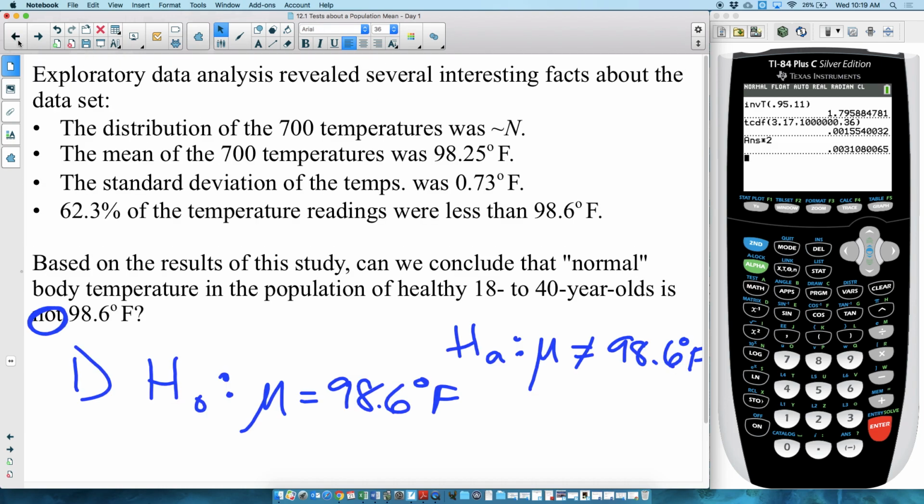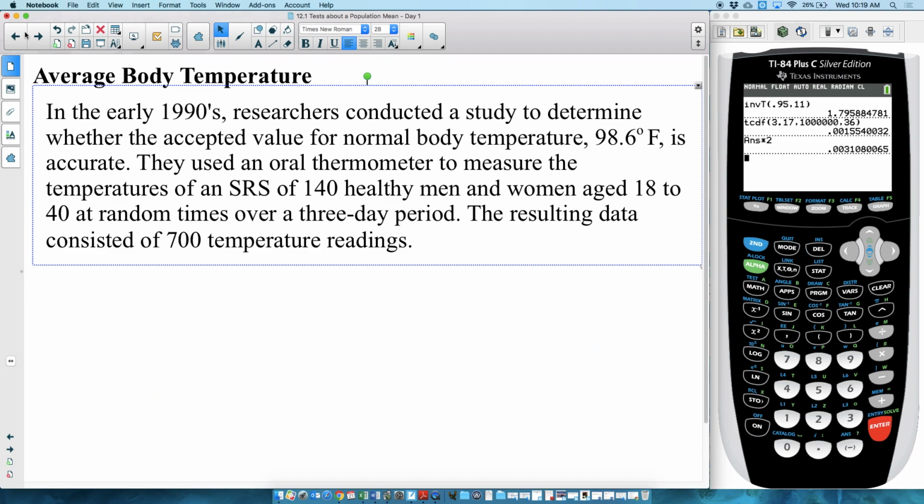They only had 140 people. So if you just said they had an SRS of people, then you should only have 140 body temp readings. Does that make sense? And since there's 700 readings, I need to say they took them at random times over those days.